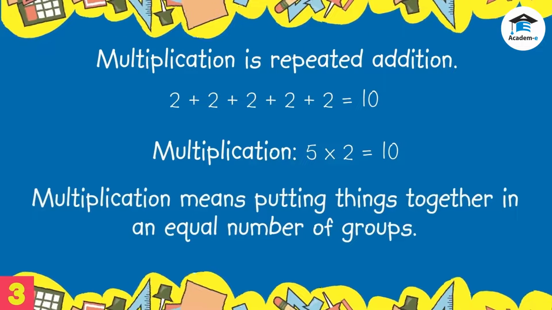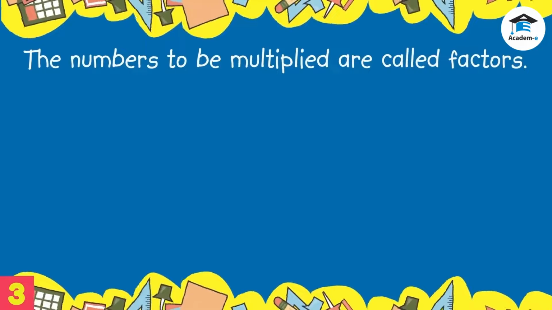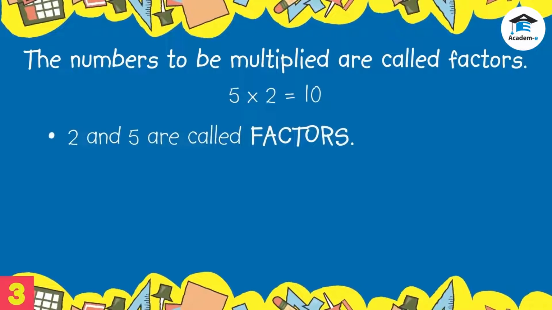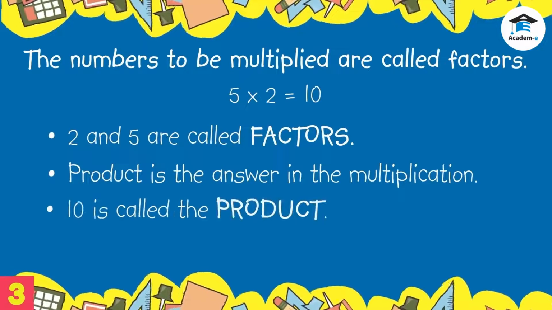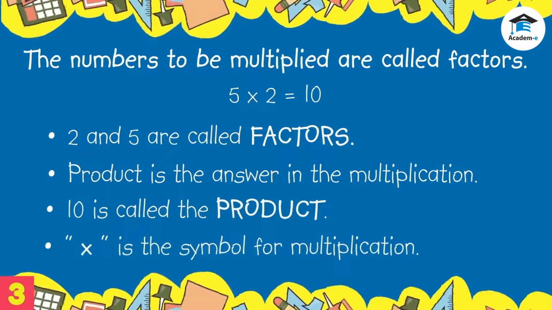Multiplication means putting things together in an equal number of groups. The numbers to be multiplied are called factors. 2 and 5 are called factors. Product is the answer in the multiplication. 10 is called the product. X is the symbol for multiplication.